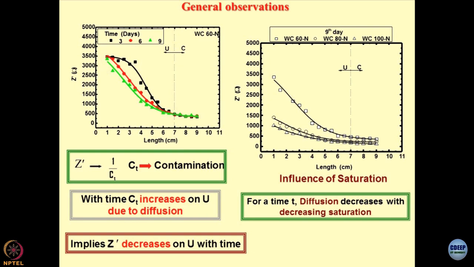Impedance should increase or impedance should decrease? Impedance decreases, alright. Why? Because the soil becomes more conducting. So, this concept we have utilized, that impedance is inversely proportional to the concentration of chemicals. And by doing some simulation and modeling, we have obtained the diffusion coefficient of the soils. So, this is how the influence of saturation has been plotted, at a given time for different states of the material, how the diffusive contaminant transport will occur.